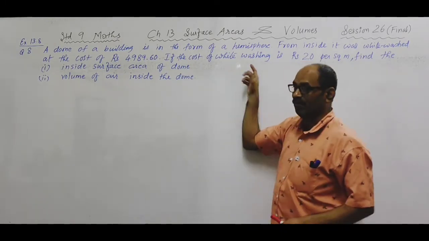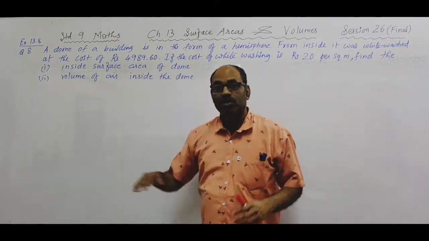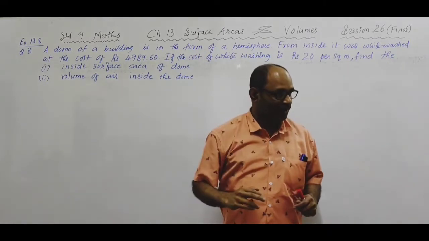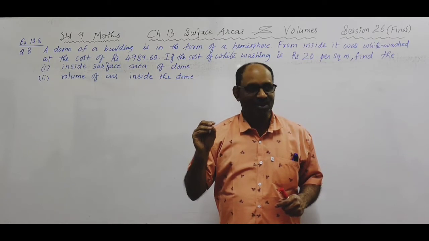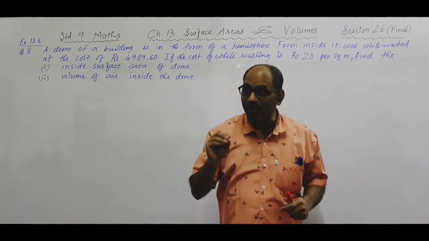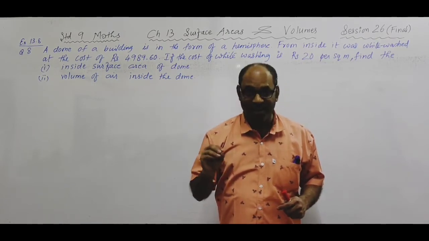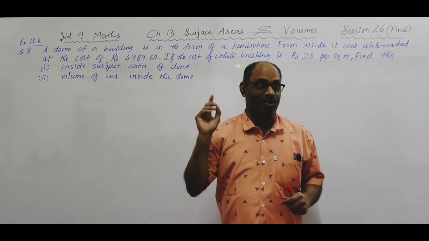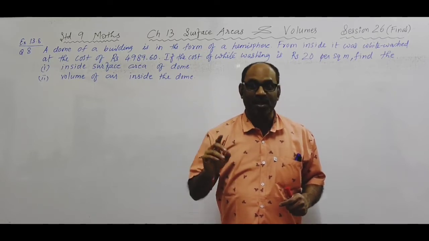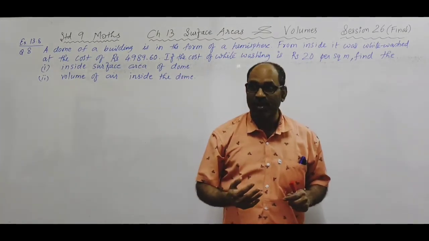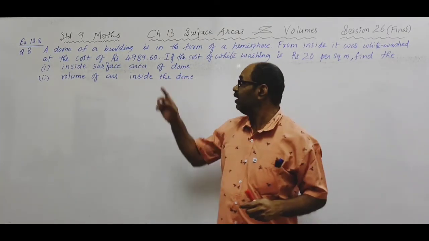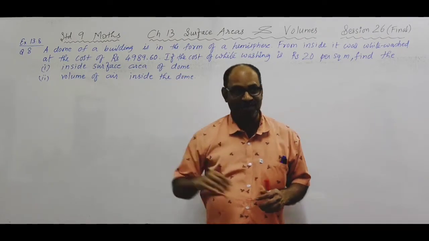Children, very interesting: the cost of whitewashing is given. Normally, that is what you are supposed to find. But here, you are not supposed to find the cost of whitewashing. The total cost of whitewashing the inner surface area of the hemispherical dome is so much. It's already given. Look ahead.